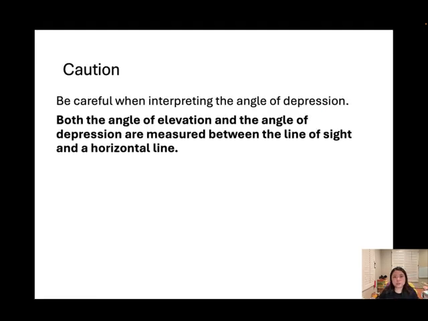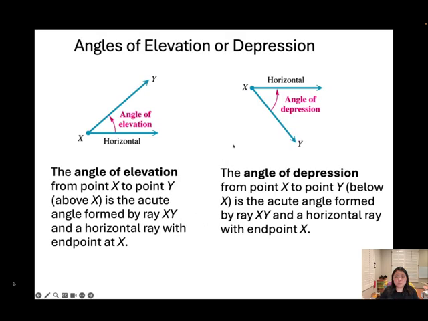Be careful when interpreting the angle of depression. Both the angle of elevation and the angle of depression are measured between the line of sight and the horizontal line. Okay, keep in mind, for both of the angles, you do have the horizontal side here.